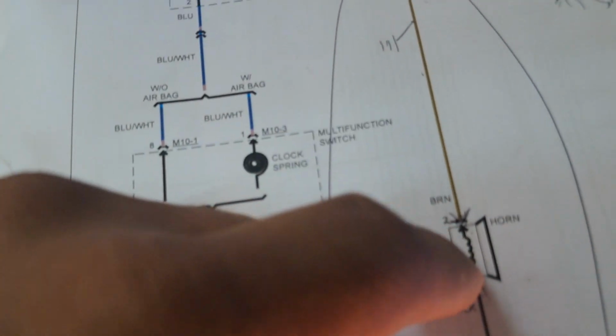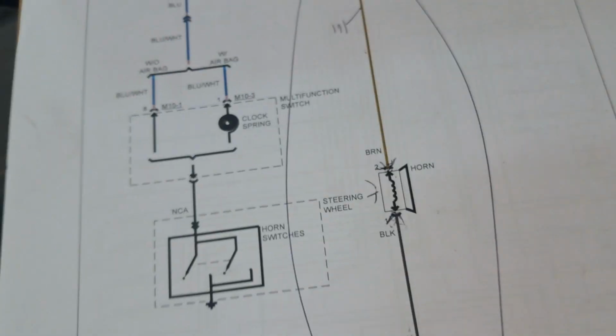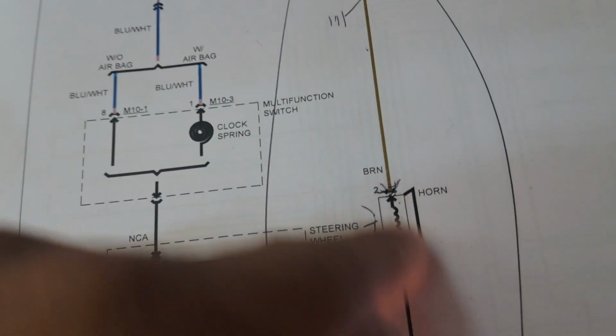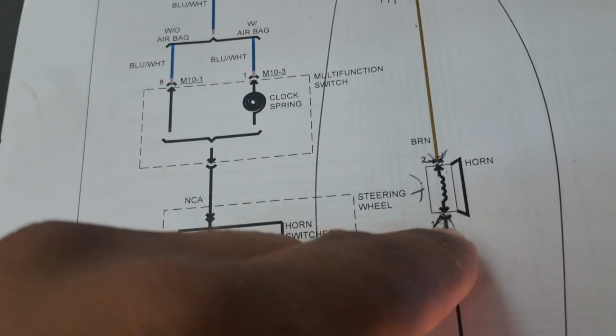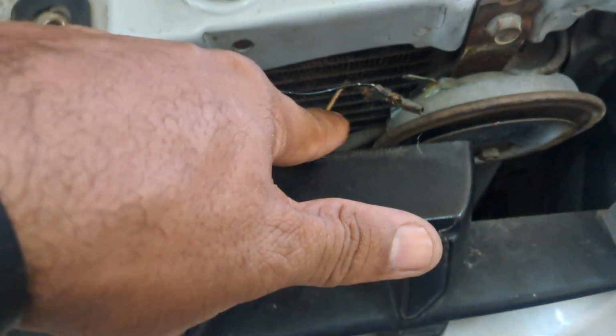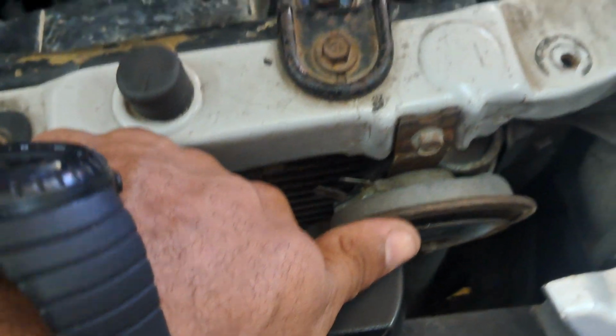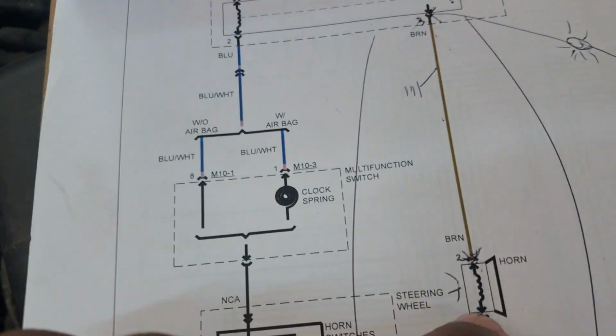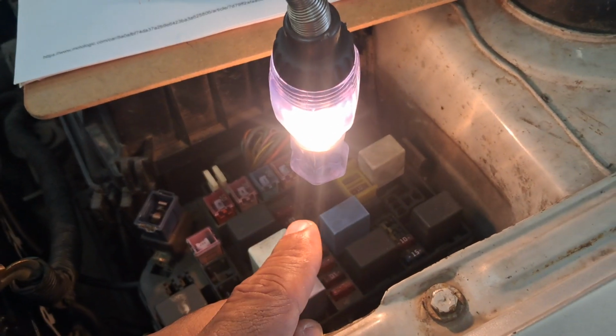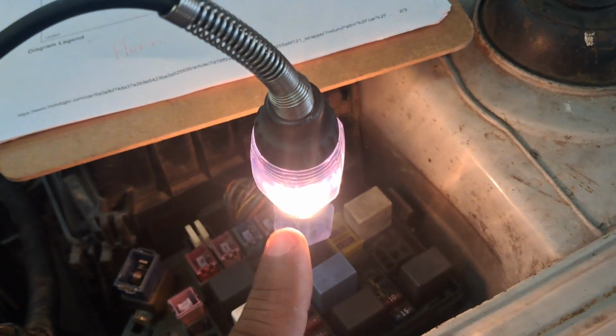Another thing we need to take into consideration is that the horn itself could be shorted out. So I want to eliminate the horn from the circuit, because the horn could also be contributing to a short circuit. So we are going to remove the brown wire, the positive wire, from the horn. If the horn was shorted to ground, if the horn was contributing to the short to ground, then the light would have not been lit. The light would have gone out. You follow what I'm saying?